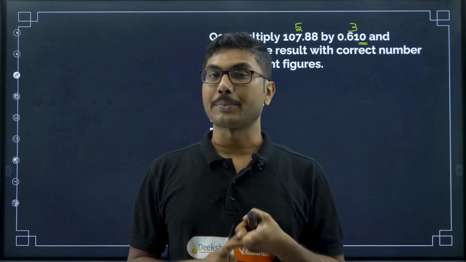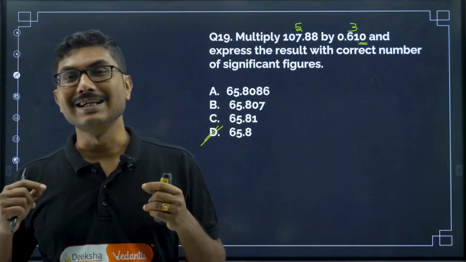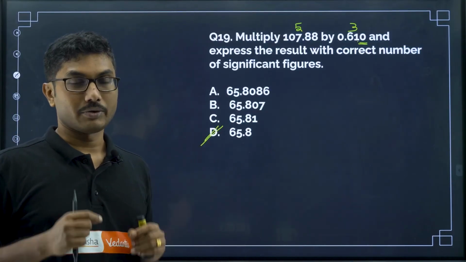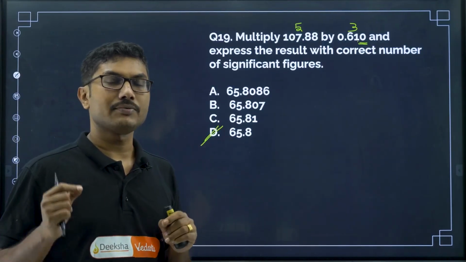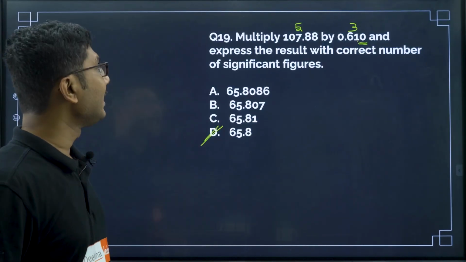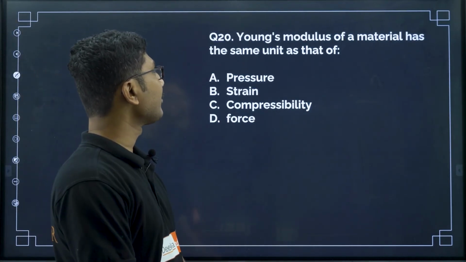When you are adding or subtracting, in that case you have to consider the least number of decimals. But when you are multiplying or dividing, you have to consider the least number of significant digits. These two are very confusing, so that's why I gave you this question.